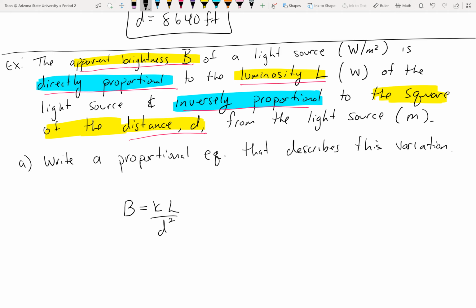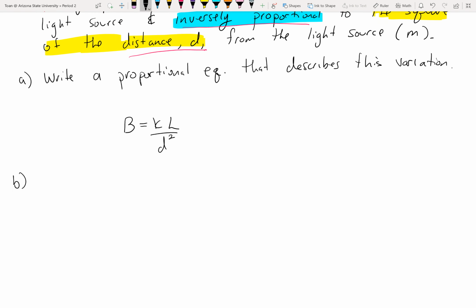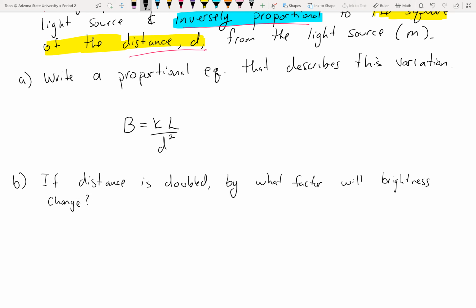I don't have to solve for K because they didn't give me any numbers, so there's nothing to solve. All it is basically, can you read a sentence and translate it? That's what this lesson's all about. But once you have the equation, you can answer questions like this. Letter B. If distance is doubled, by what factor will brightness change?